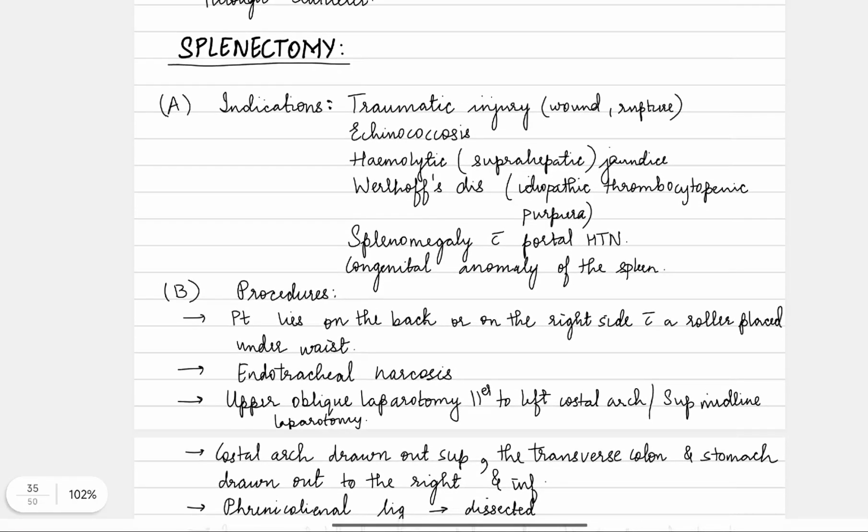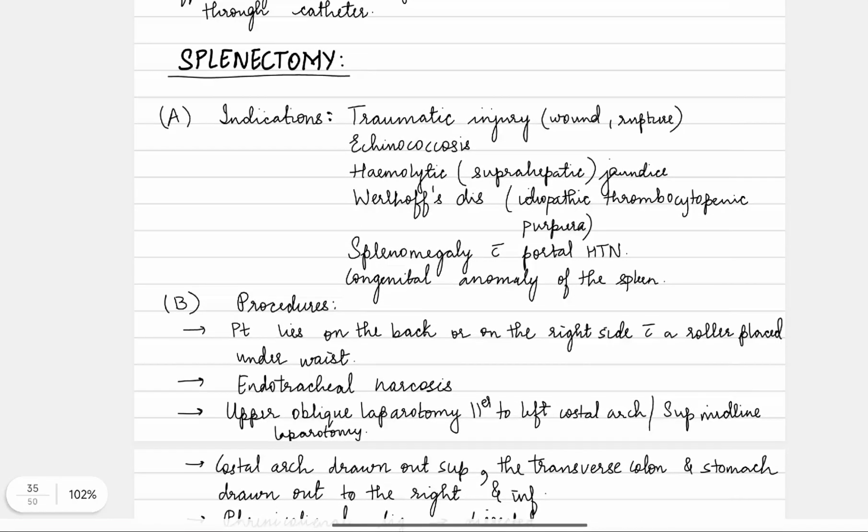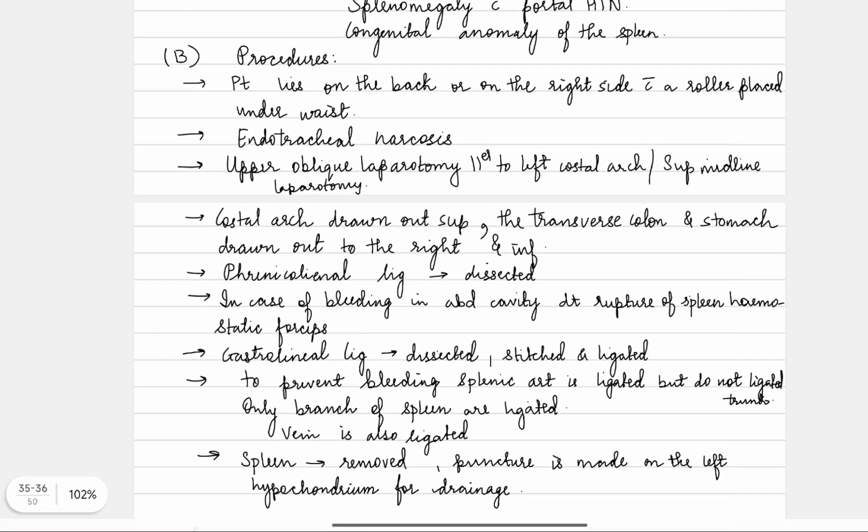Next is splenectomy. The splenectomy is done in the traumatic injury, wound or rupture, echinococcus infection, hemolytic suprahepatic jaundice, Werlhof's disease, which is idiopathic thrombocytopenic purpura, splenomegaly with portal hypertension, congenital anomaly of the spleen. Patient lies on the back or on the right side with a roller placed under the waist. Endotracheal narcosis is given.